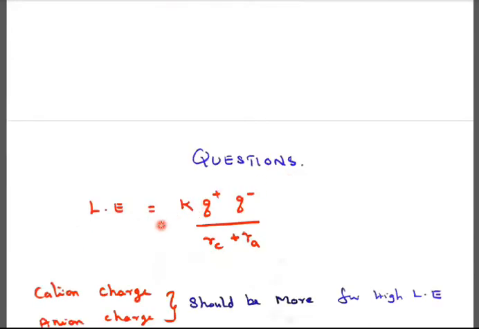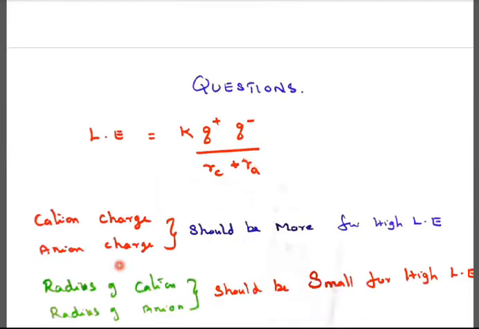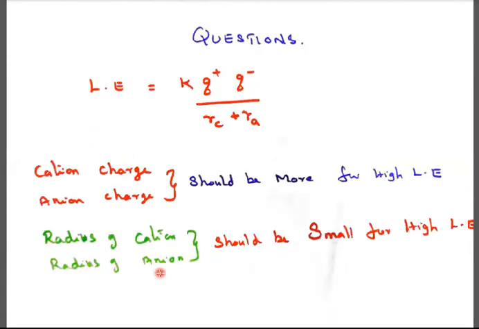Question: lattice energy is equal to a constant times Q plus into Q minus divided by the radius of the cation plus the radius of the anion. So for a high lattice energy, the cation charge and anion charge should be more. Charge of the cation and charge of the anion should be more, meaning lattice energy is also more, because they are directly proportional. But when you compare radius, they are inversely proportional. So smaller radius, greater lattice energy. Radius of the cation and radius of the anion should be small for a higher lattice energy.